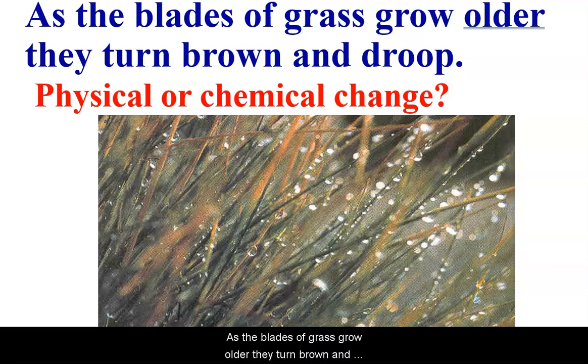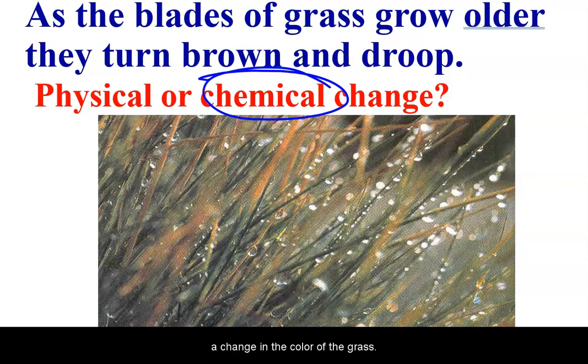As the blades of grass grow older, they turn brown and droop. Is this a physical or a chemical change? This is actually going to be a chemical change because it's a change in the color of the grass. Photosynthesis is the process of changing light, carbon dioxide, and water into energy for the plant. So whenever it's brown, it's a lack of photosynthesis.